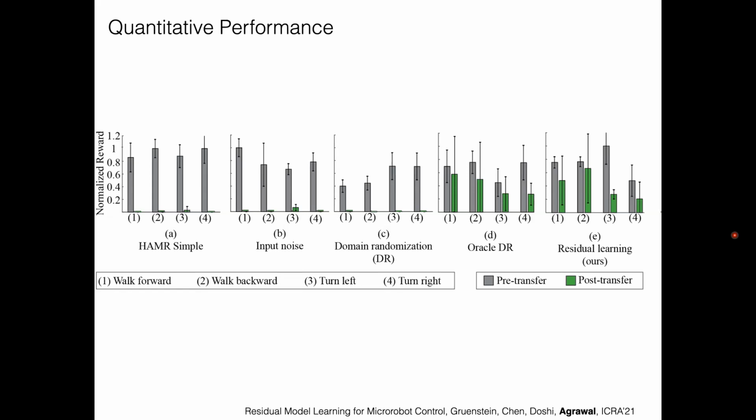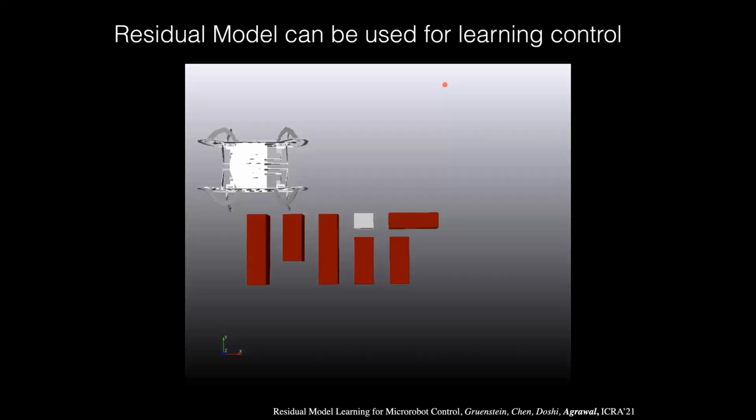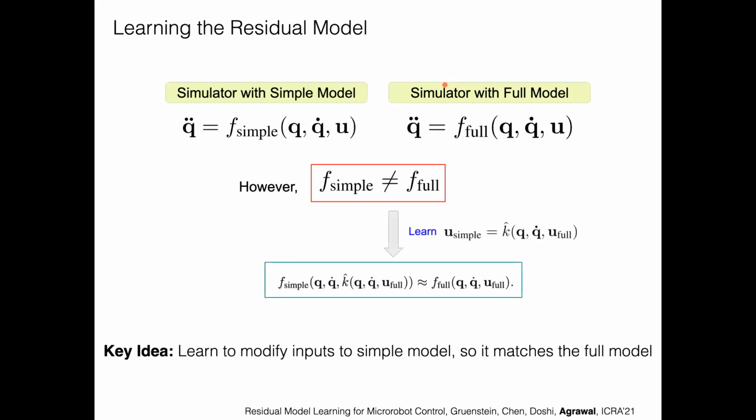Compared to the method you just described, it sounded like we were learning how to modify the input into the simple simulator such that the simple simulator tracks the real world dynamics. But I guess one thing that's often done with residual dynamics is you would say F full is equal to F simple plus F residual, and then you would learn the function F residual. Does this method on this slide have a major advantage or disadvantage compared to that?